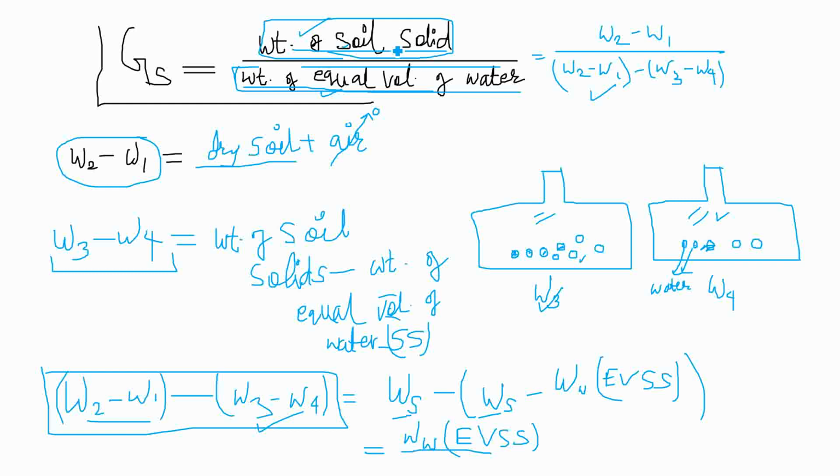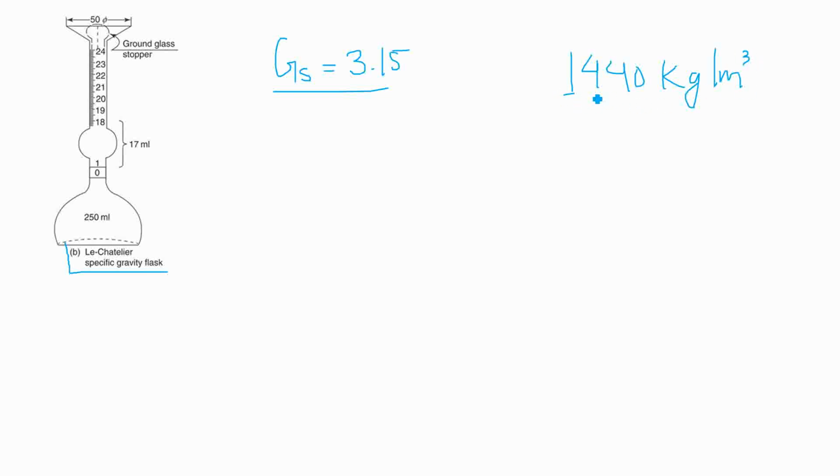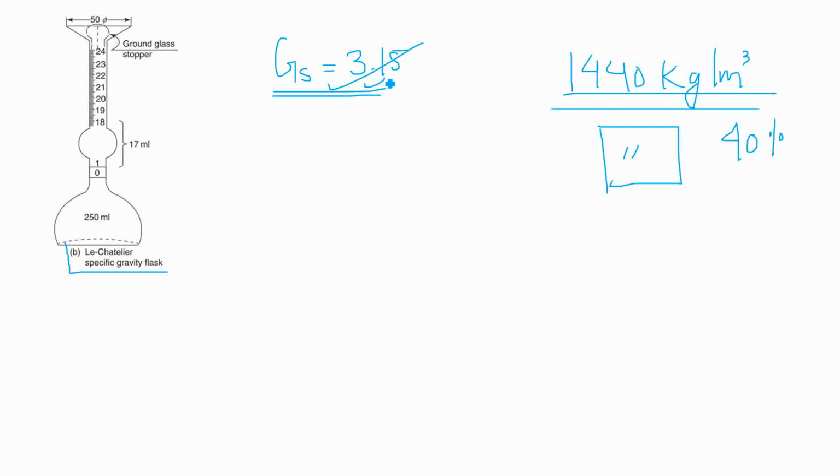So this determines the weight of the soil solids by the weight of equal volume of water for determining the specific gravity. Now similarly we can look at this Le Chatelier's specific gravity flask, which is used to determine the specific gravity of the cement particles. So we know the specific gravity of cement particles lies at 3.15, and 1440 kg per meter cube is the bulk density of cement. Remember, this bulk density of cement is the density of cement with voids. Cement is considered to have 40% voids, but this is the specific gravity of the cement without any voids. It contains only the cement particles without any voids and without any moisture.